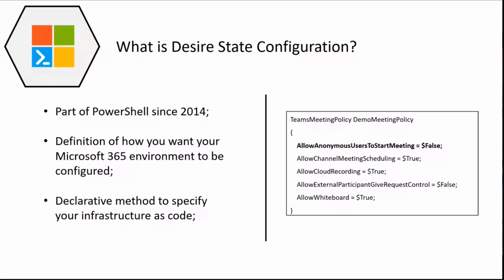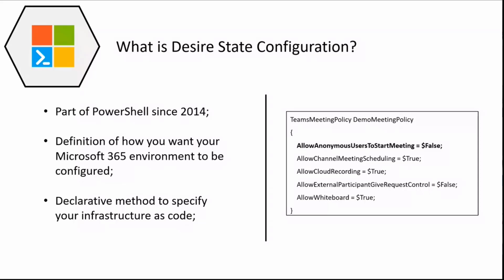Well, that will translate to something like this here, and it looks very familiar, it looks almost like JSON format to some users, right? But this is the DSC format that PowerShell desired state configuration out of the box uses. Essentially, we have a Teams meeting policy block, and in there we define what properties and how we want to have them configured.